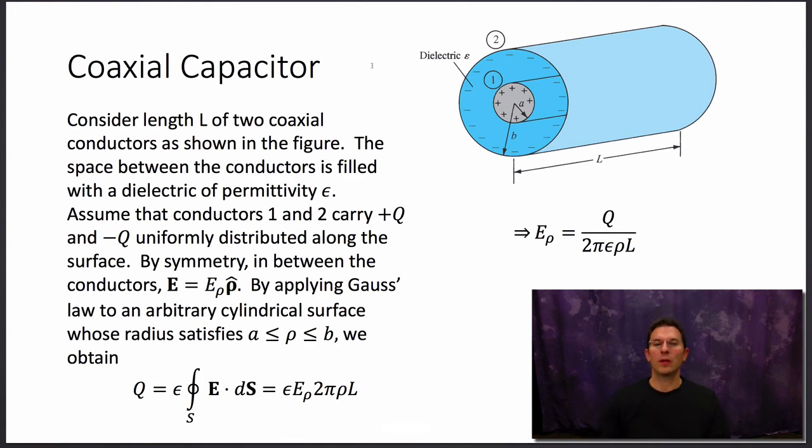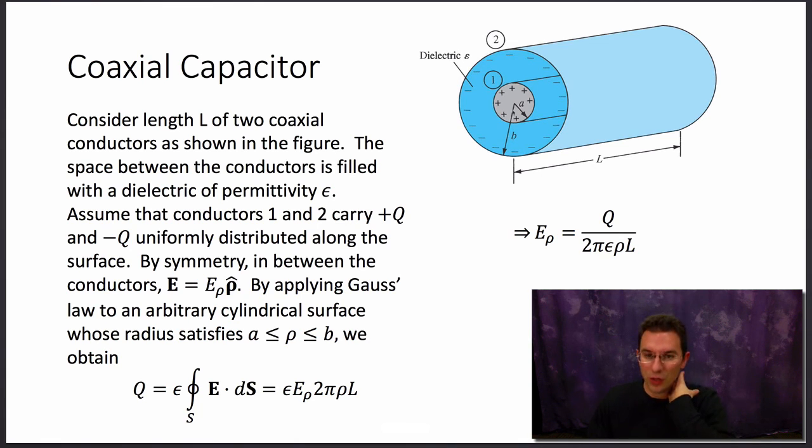Okay, let's look at another example here. This is a coaxial capacitor of finite length L. It has an inner radius A and an outer radius B. So this is a solid conductor right here in the middle, and we've got a conducting shell out here at rho is equal to B.